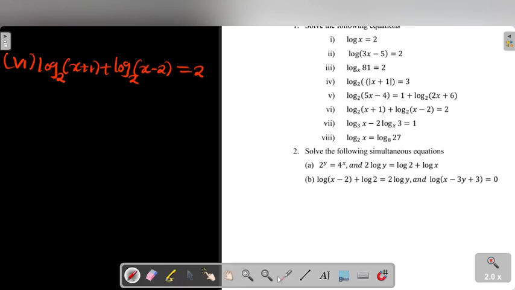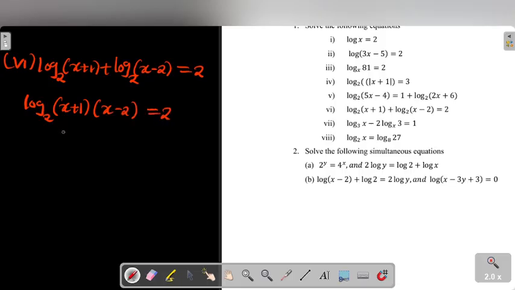We'll still apply the same properties of logs. Since the bases are the same and here we are adding, we multiply whatever we have inside the brackets. That's the second property that you need to know. So we have log base 2 of (x plus 1) multiplied by (x minus 2), which equals 2.